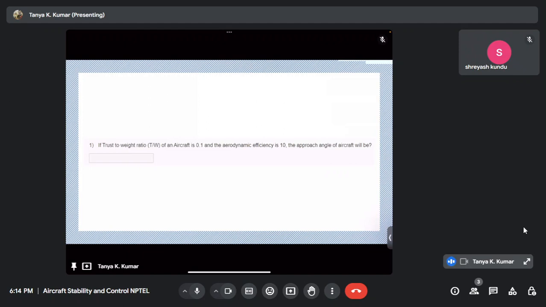This is a question that we have done a couple of times before. If the thrust to weight ratio T by W of an aircraft is 0.1 and the aerodynamic efficiency is 10, what is the approach angle of the aircraft? It's very simple. Sine of the approach angle is D by L minus T by W, which is 1 by L by D minus T by W. So we get 1 by 10 minus 0.1, which is 0. So the approach angle in this case is 0.